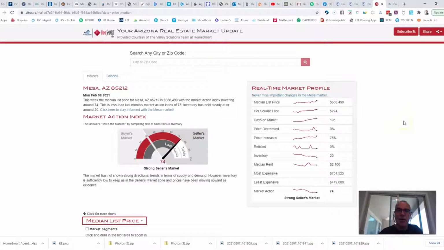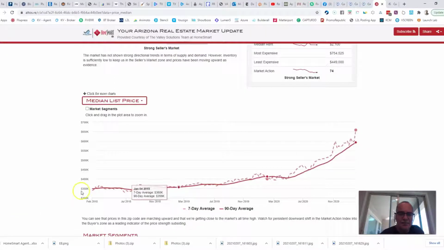Let's look at the market for our zip code. You might almost call it the golden zip code, 85212. I'm going to show you right here. This was the median list price going back 3 years. You can see the median list price for our zip code was $350,000. It has now skyrocketed to $658,000. Now, that is a little bit skewed because there are some large homes that are being put on the market in Eastmark. So Eastmark has homes that are actually selling as high as $900,000.